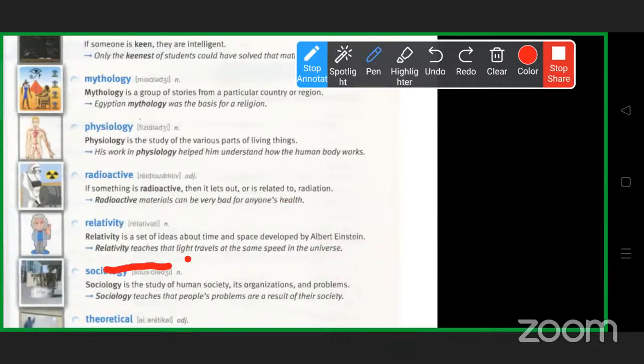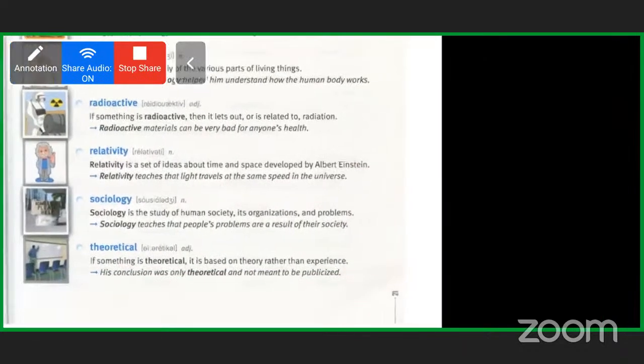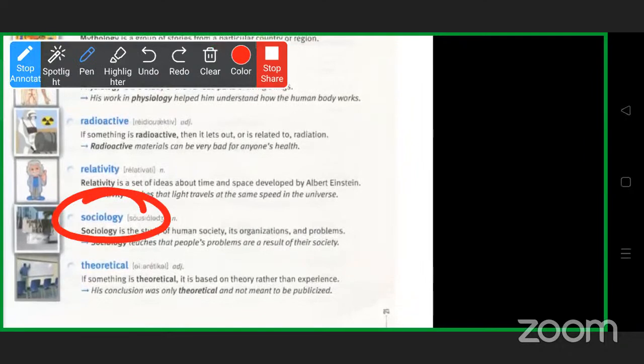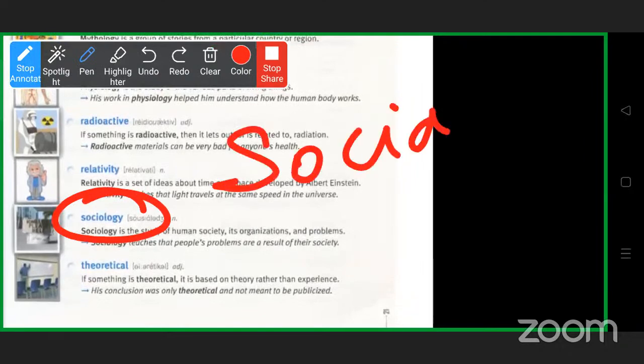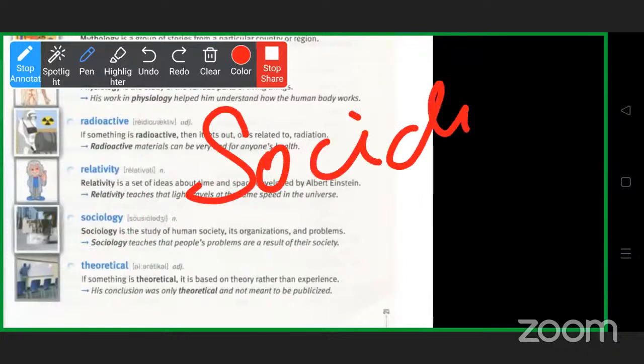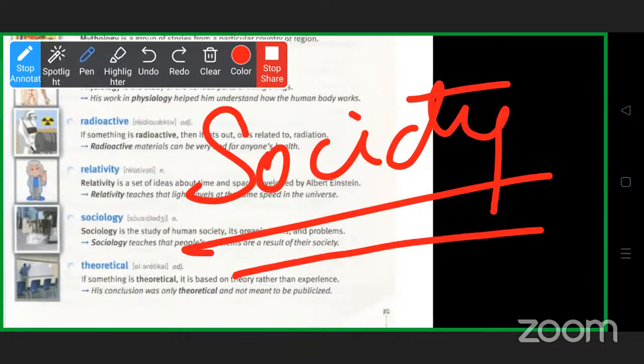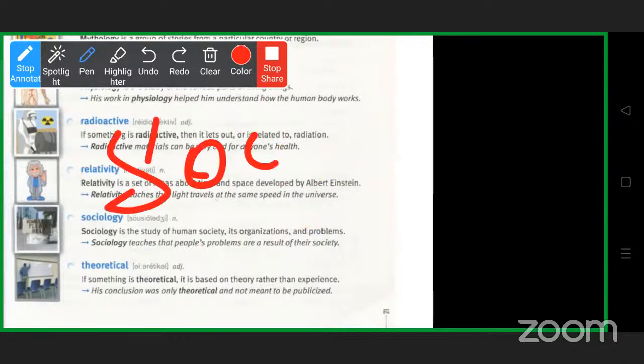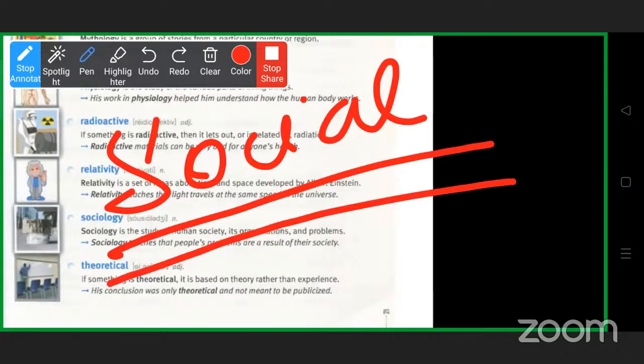Relativity teaches us that light travels at the same speed in the universe. Light travels at the same speed in the universe. So that's there. Then thereafter we have sociology. What is sociology? Sociology came from social. Social actually came from society. Society is a group of people we are living among. And social would be an adjective, as in social experiment. We have done a social experiment.